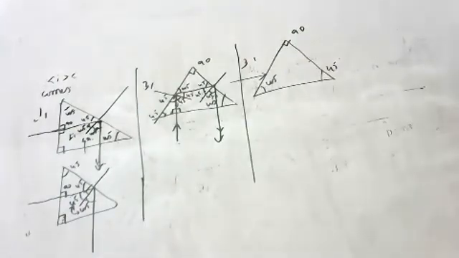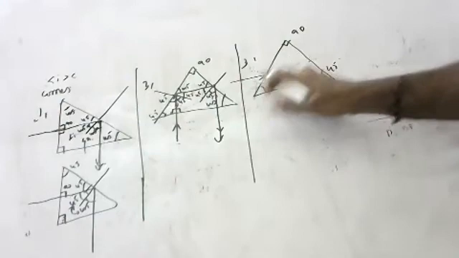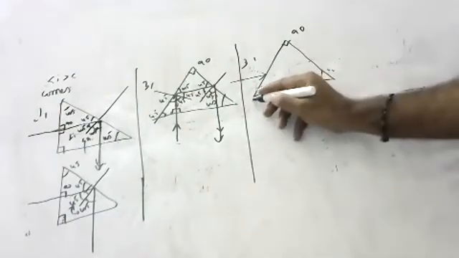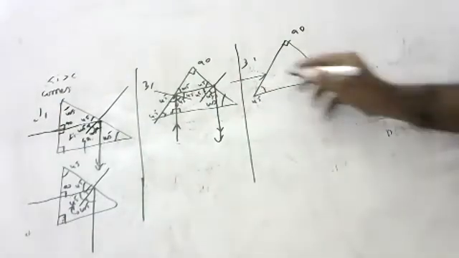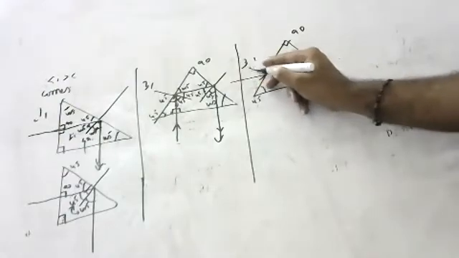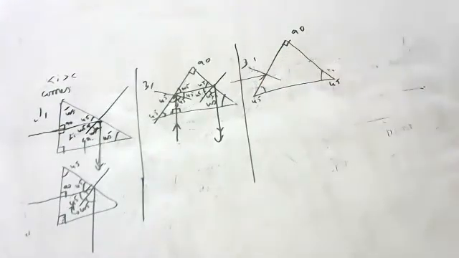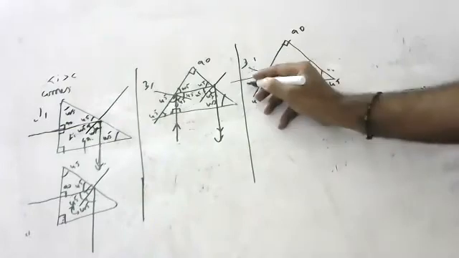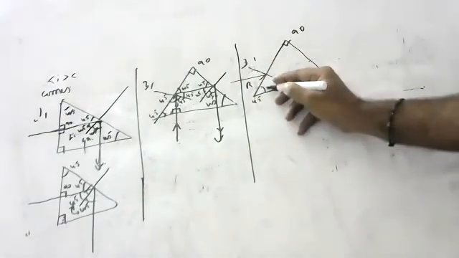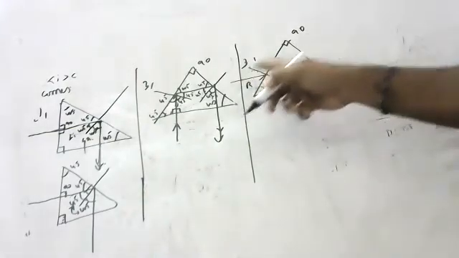Whenever a light ray comes like that, children, be careful. We have to draw the normal as usual. The normal is compulsory, children. When you draw the normal, normal means 90 degrees. Okay, whenever it comes, this is rarer and this is denser. Rarer to denser.